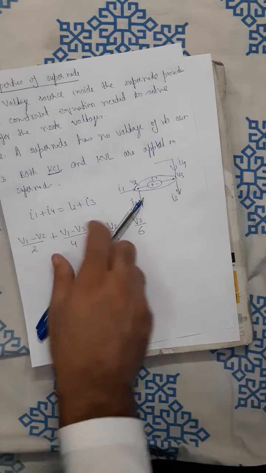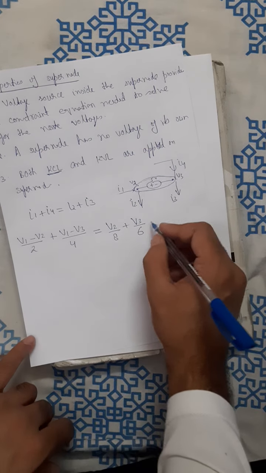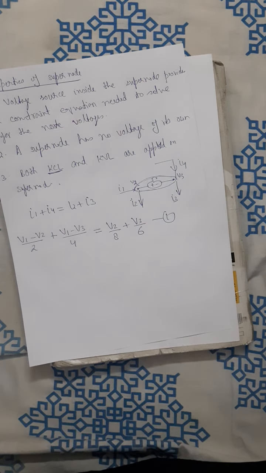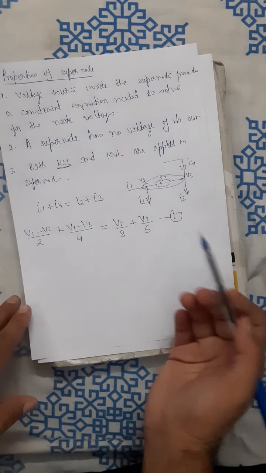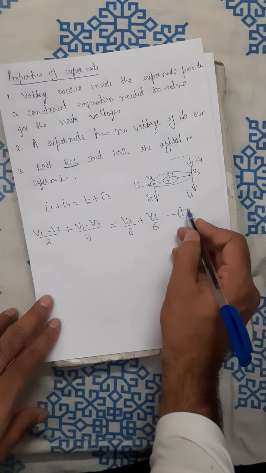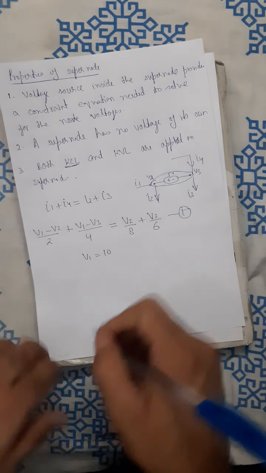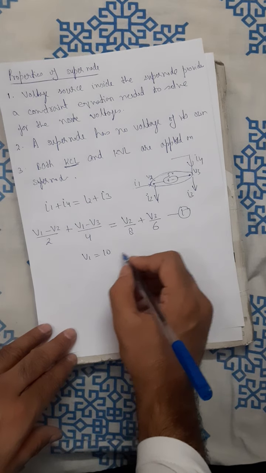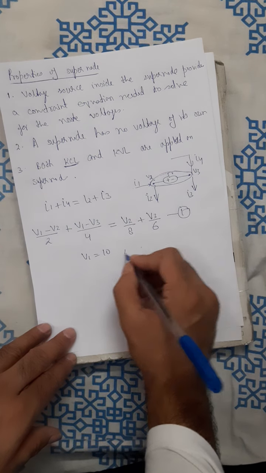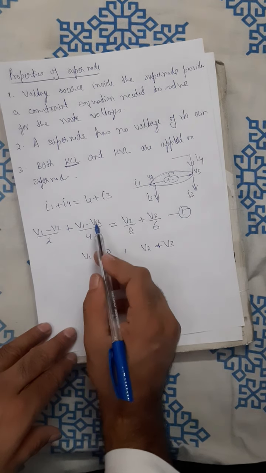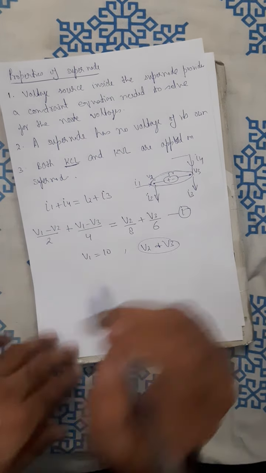Okay, so this is my first equation. You know what is the value of V1? V1 is equal to 10. So if you solve this equation, you know V1 is equal to 10, and you can express equation 1 in terms of V2 and V3. So there will be two unknowns in equation 1.